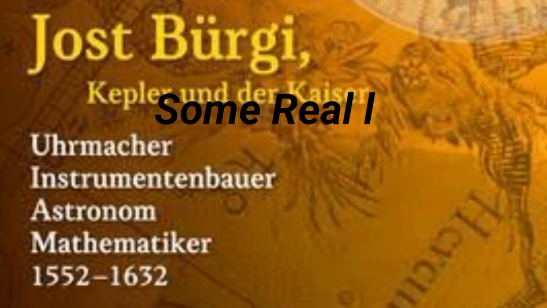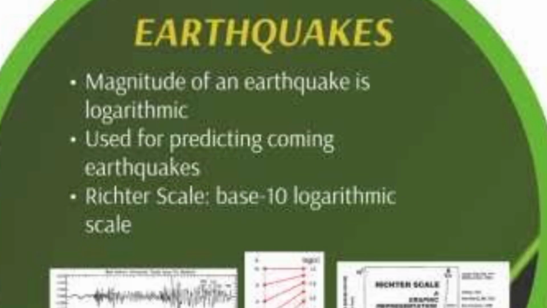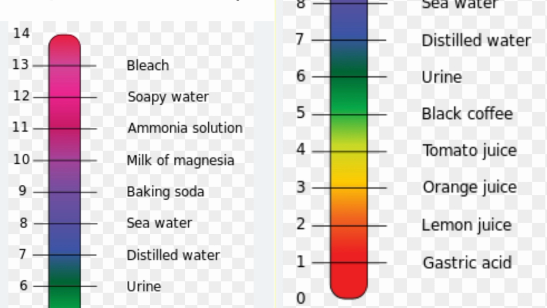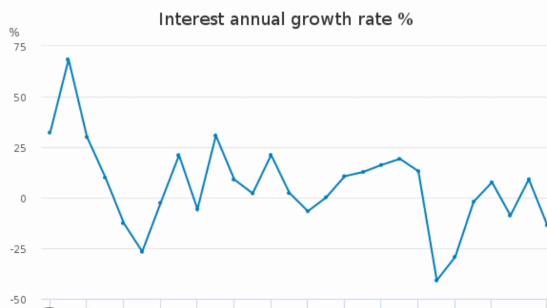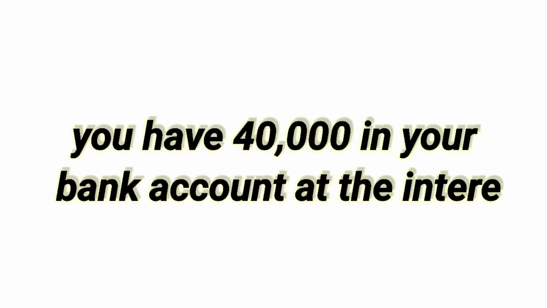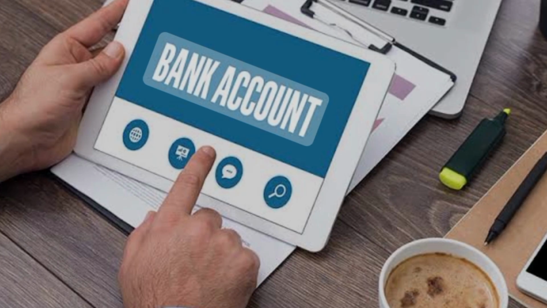Let us discuss some real-life applications of logarithms. Logarithms are used to know the magnitude of earthquakes. Logarithmic functions are used to measure the pH level of chemicals, where pH equals negative log of the concentration of hydrogen ions. Exponential growth can be measured using logarithmic functions. For example, the money growth at a given fixed interest rate can be determined. Say you have 40,000 in your bank account at an interest of 4%. With a logarithm, you may know when your money will reach 42,000.